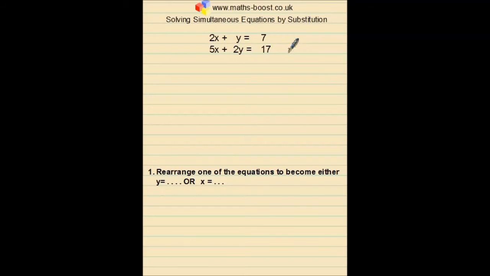But looking at these two equations, I think the first looks simplest. And in particular, I think it's going to be easiest to rearrange the first equation for y equals. Now, as I've previously mentioned, I'm going to assume you can rearrange. I want this video to be just about the overall method.